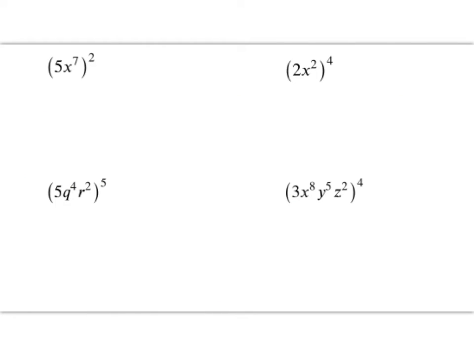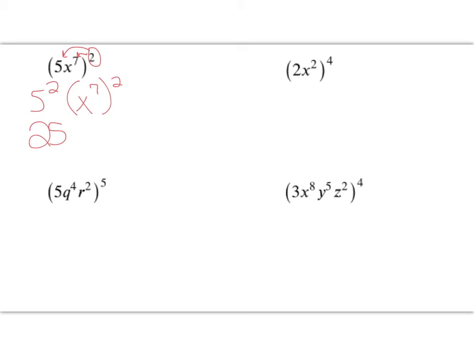Okay, so this time, let's say we have 5x to the 7th all raised to the second power. So my base is 5x to the 7th. So I'm going to take this exponent and I'm going to give it to the 5 and the x to the 7th. So this is going to be 5 raised to the second power and x to the 7th raised to the second power. We're going to simplify 5 to the second power. 5 times 5 is 25. And then x to the 7th raised to the second.